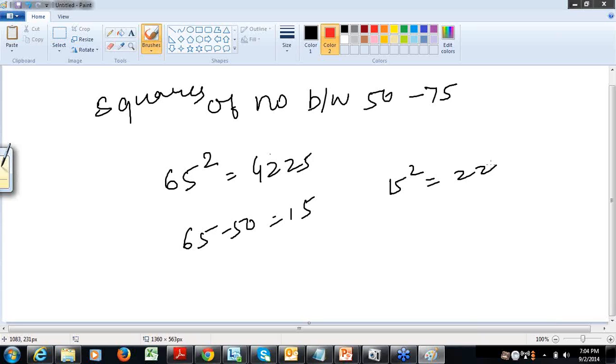So let me start. For all the numbers between 50 to 75, how will we find the squares? Suppose I take a number as 55. So 55 square is what? 3025. How did I find out? 55 minus 50 is 5. So add 5 to 25. So 25 plus 5 is 30. So I've written 30 and square this number 5. So 3025.